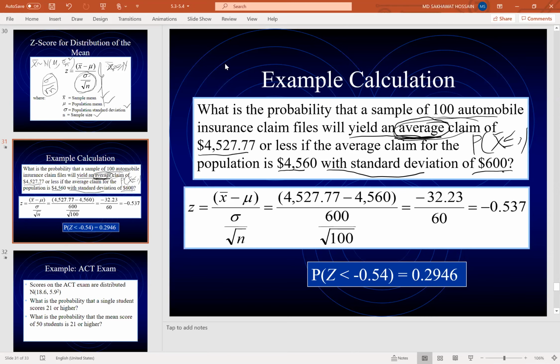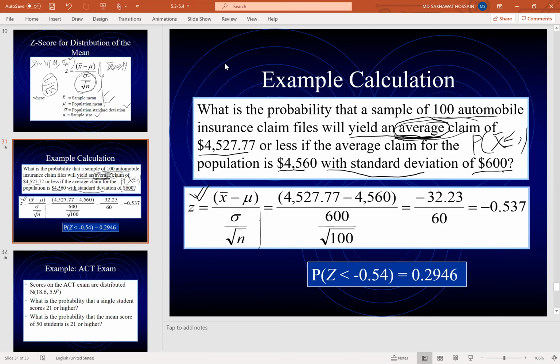Which formula you will use depends on whether you are finding the probability for the mean or for a single random variable. Here you are finding the probability for the mean, so you have to use this formula to find the standardized value. So z is equal to x bar minus mu divided by sigma over square root of n.